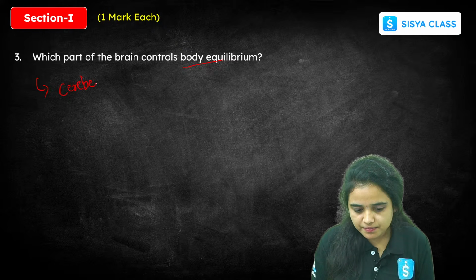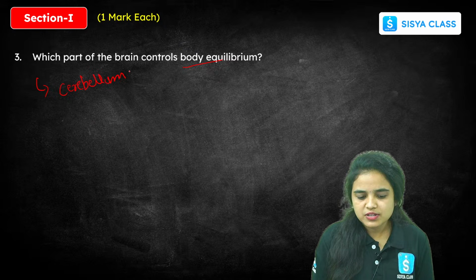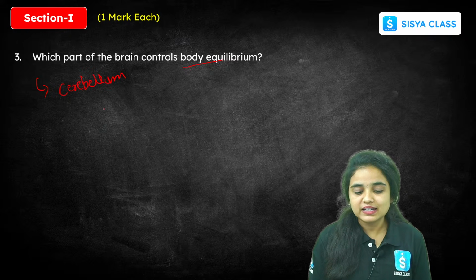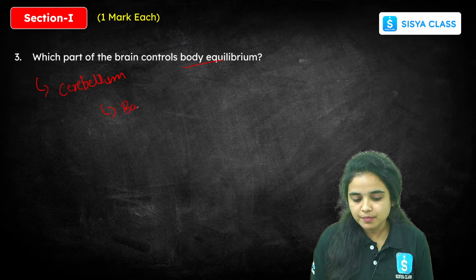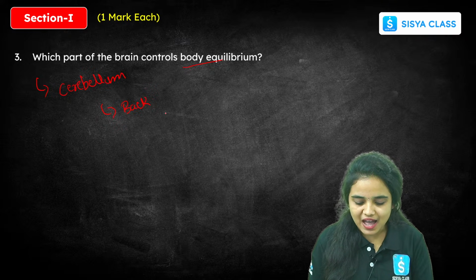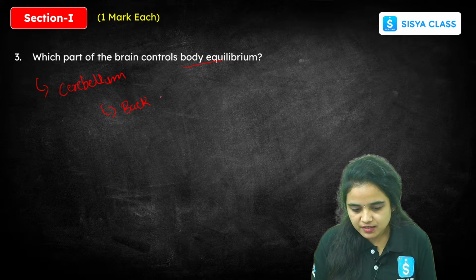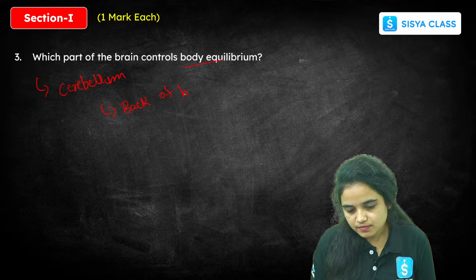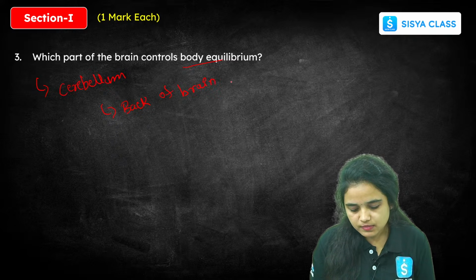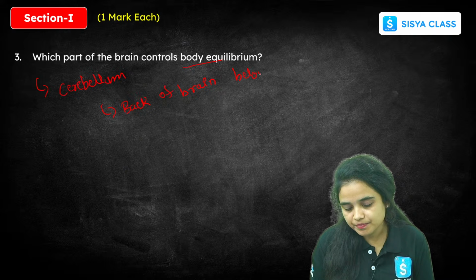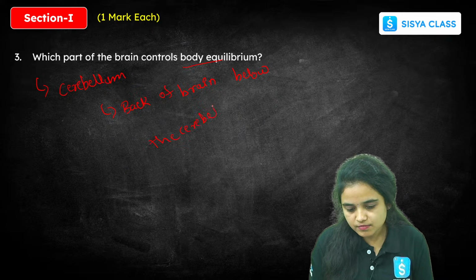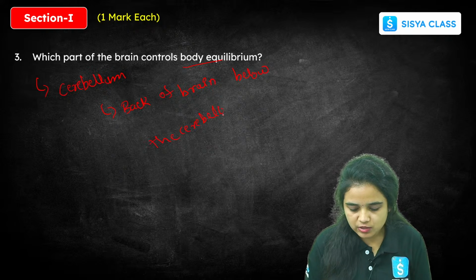Right, cerebellum. So students, where is the cerebellum? It is the part of our back brain. It is the part of the brain below the cerebrum.